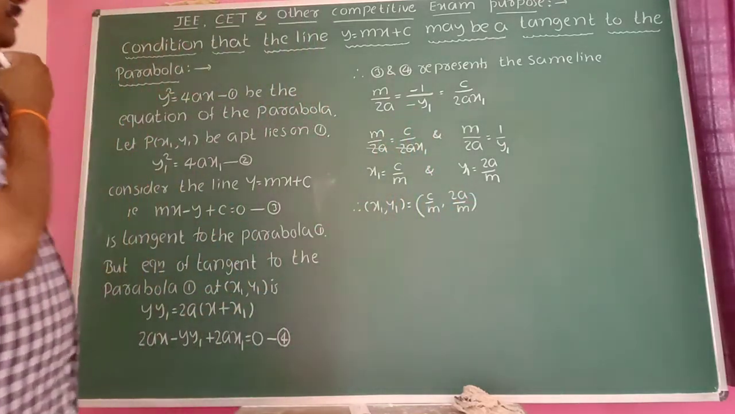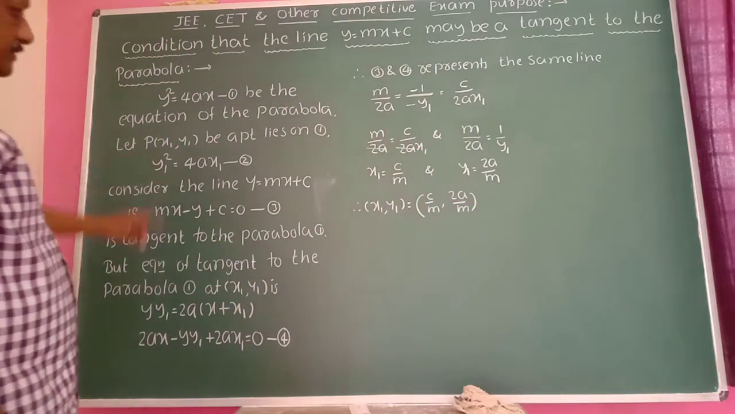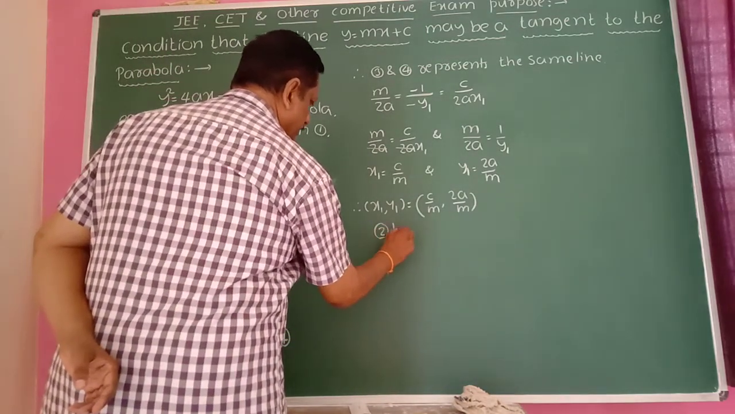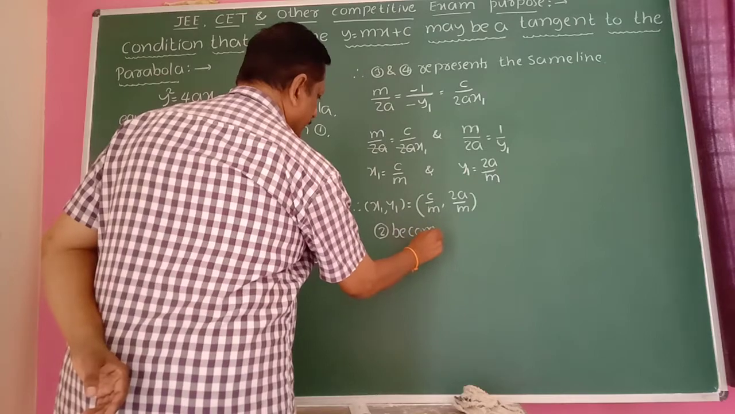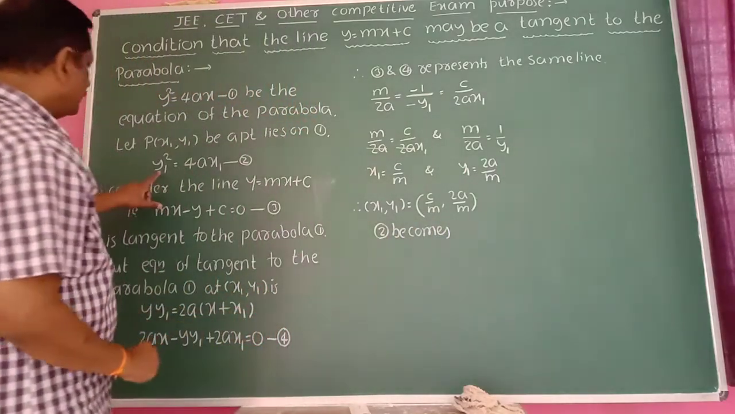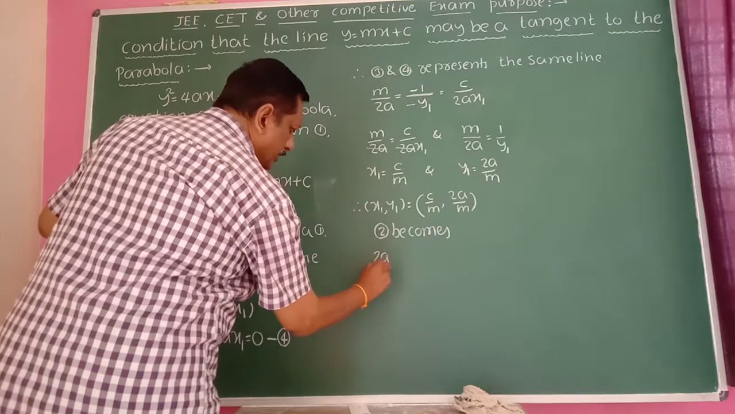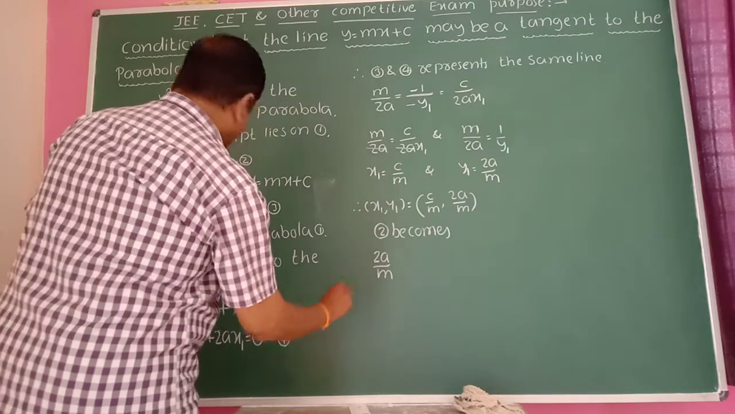Therefore equation 2 becomes, substitute here y1 is 2a by m. So 2a divided by m, its square here.